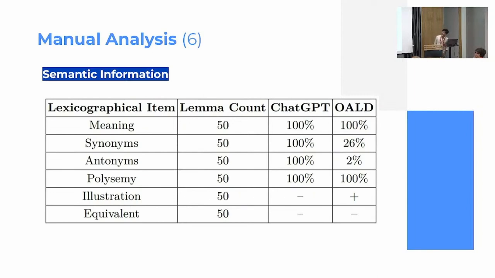There are many, yes. What's interesting here is that I put the plus sign there, because Oxford is usually able to provide illustrations, but as for our 50 lemmas, there are no illustrations to be seen. We know that it's there, and we proved that there are illustrations, but it's just not for these 50 lemmas.